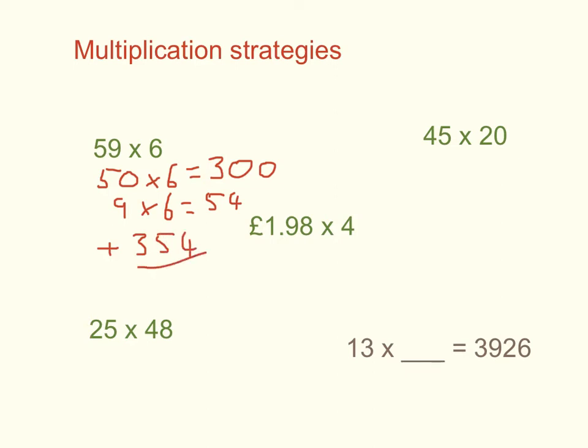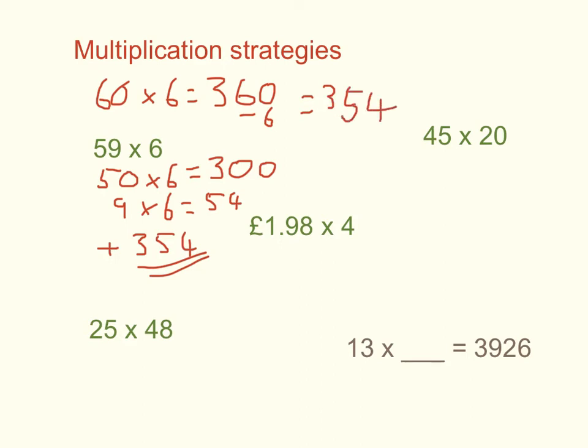354. Equally, for 59 times 6, I might just think, well, 60 times 6 is 360, and so 59 sixes must be 1 six less than that, so I can take that away, and that will also give me 354.